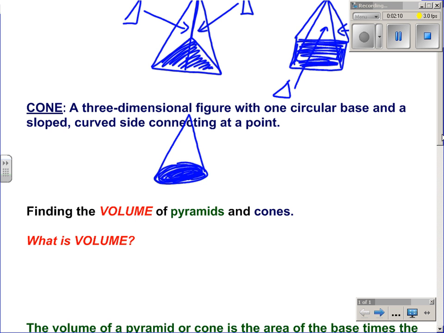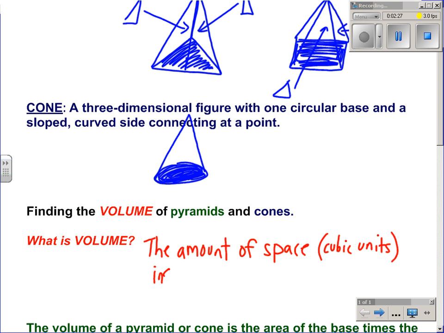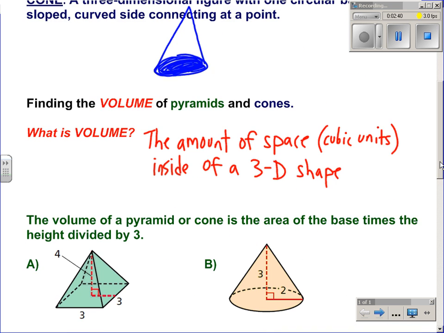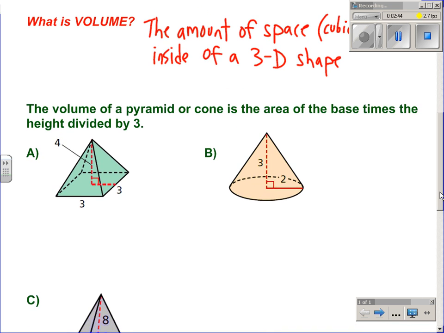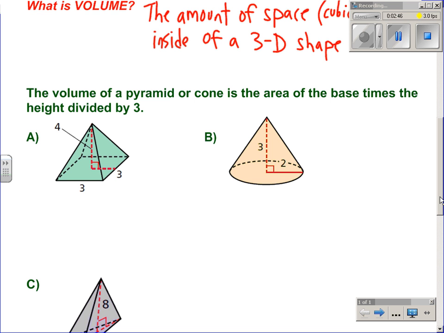Just a friendly reminder about what volume is. That is the amount of space or cubic units inside a three-dimensional shape. And what we're going to do is we're going to give you the formulas for the volume of a pyramid, and then we'll give you the formula for the volume of a cone. We'll do a couple practice problems. And then the last piece is we're actually going to talk about spheres.